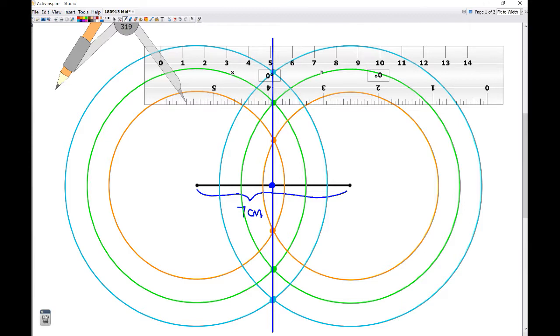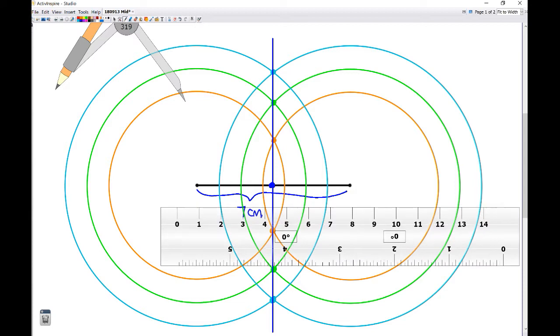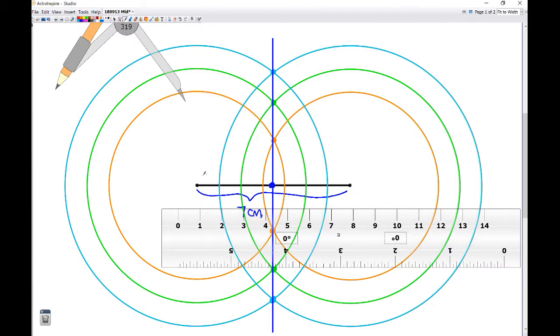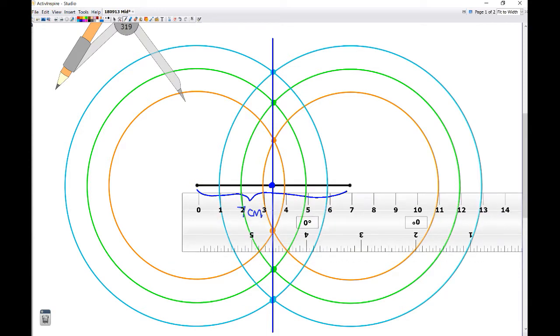Now check this out. Take your ruler, and I want you to measure the original line segment again, but this time I want you to measure just from here out to the point that you drew where they intersected right here. So just measure this distance from here out to here in centimeters.